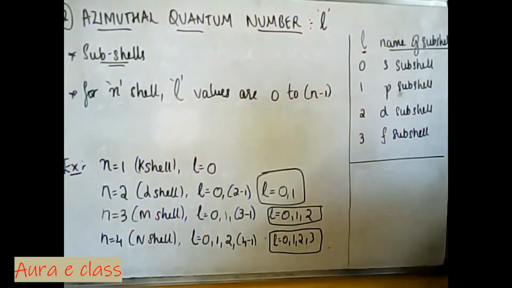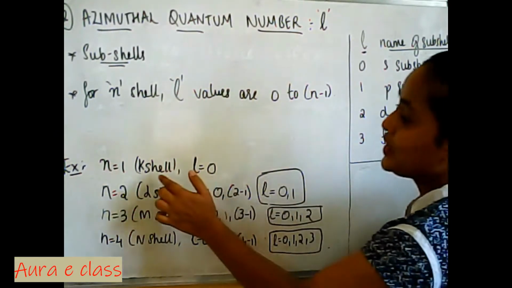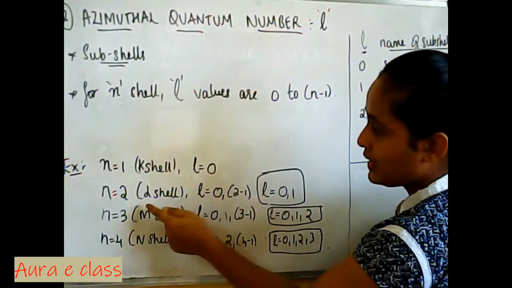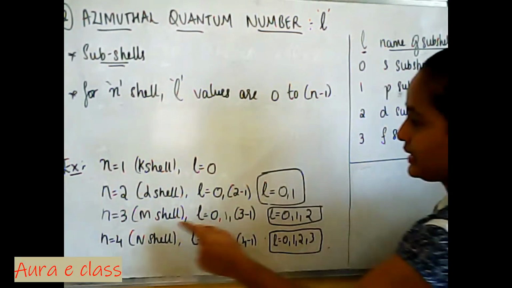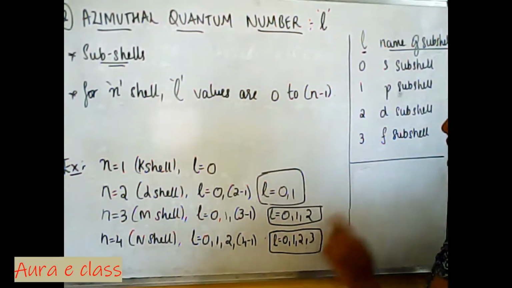So I have got my L values, or subshell values, for each shell. For the K shell, it is 0. L shell, it is 0, 1. M shell, it is 0, 1, 2. N shell, it is 0, 1, 2, 3.